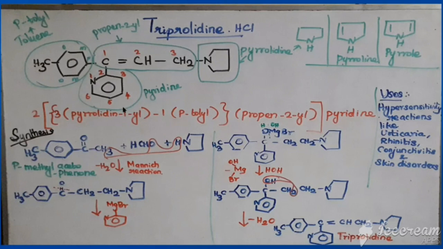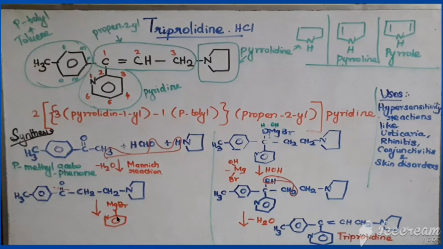So now we'll see the synthesis of triprolidine. For the synthesis, we need 3 starting materials. One is called para-methyl acetophenone. This is acetophenone, and this is para-methyl. So para-methyl acetophenone is treated with formaldehyde and pyrrolidine. By the addition of these 3, it undergoes Mannich reaction. So here HOH would be removed as water, and we are getting here CH2, and this pyrrolidine group would be attached.